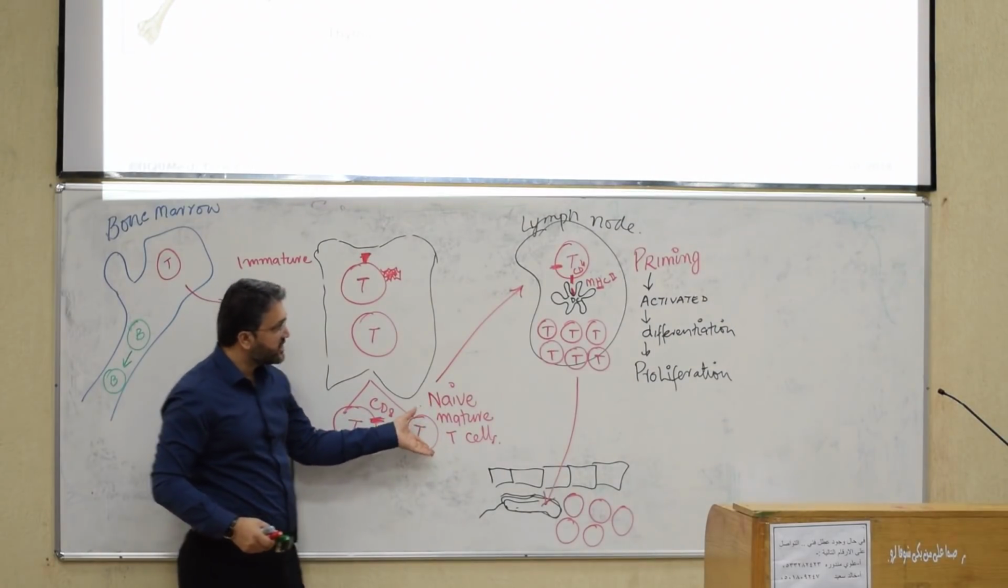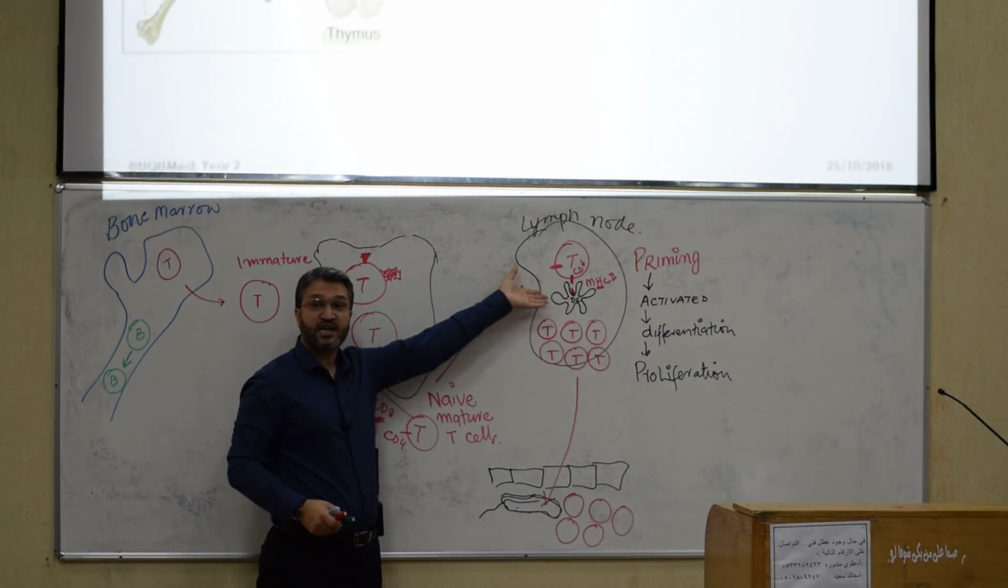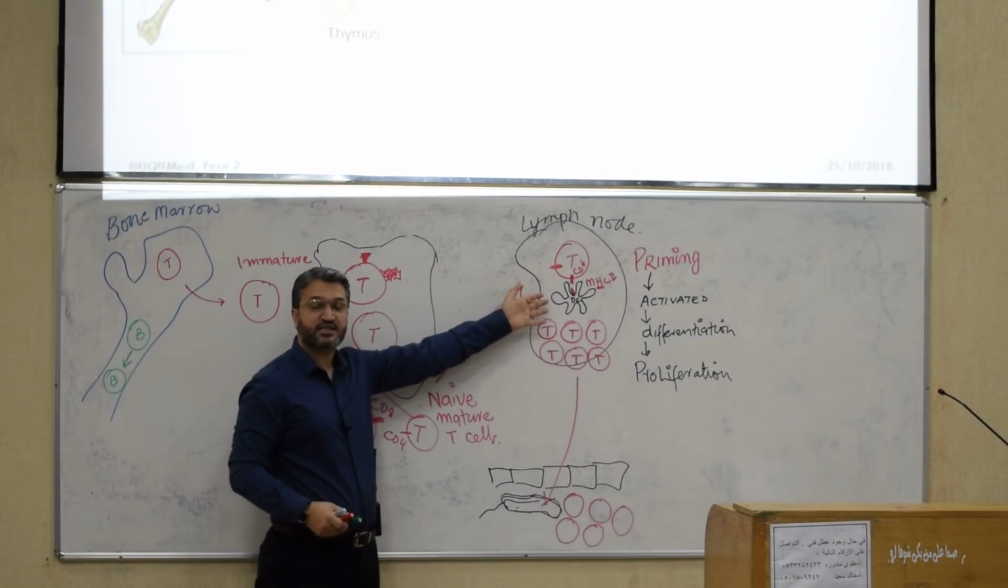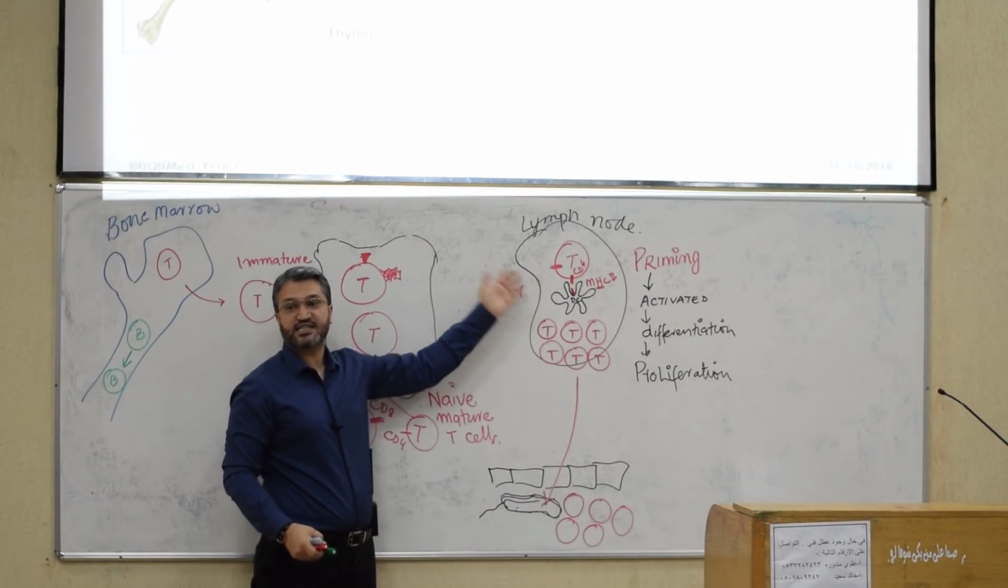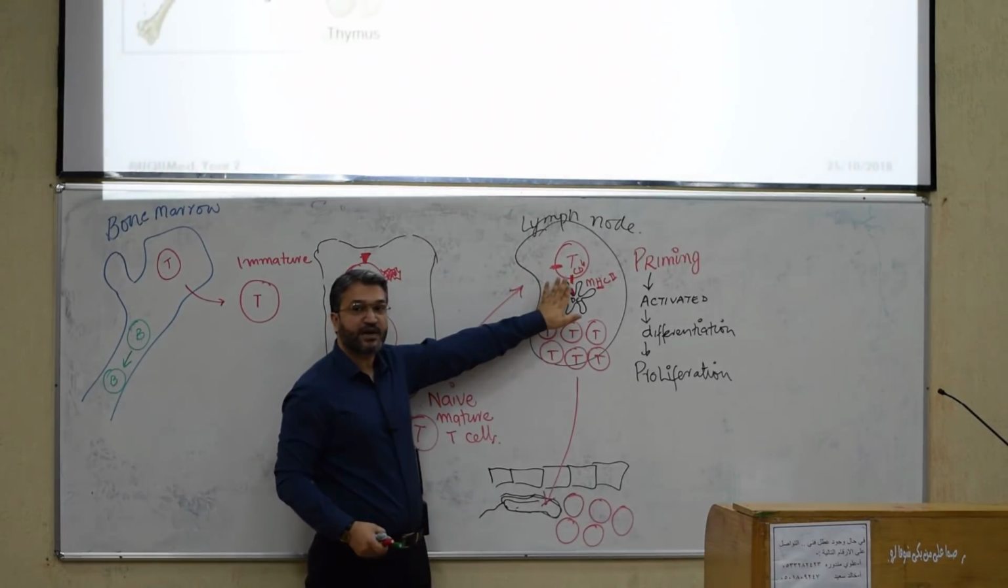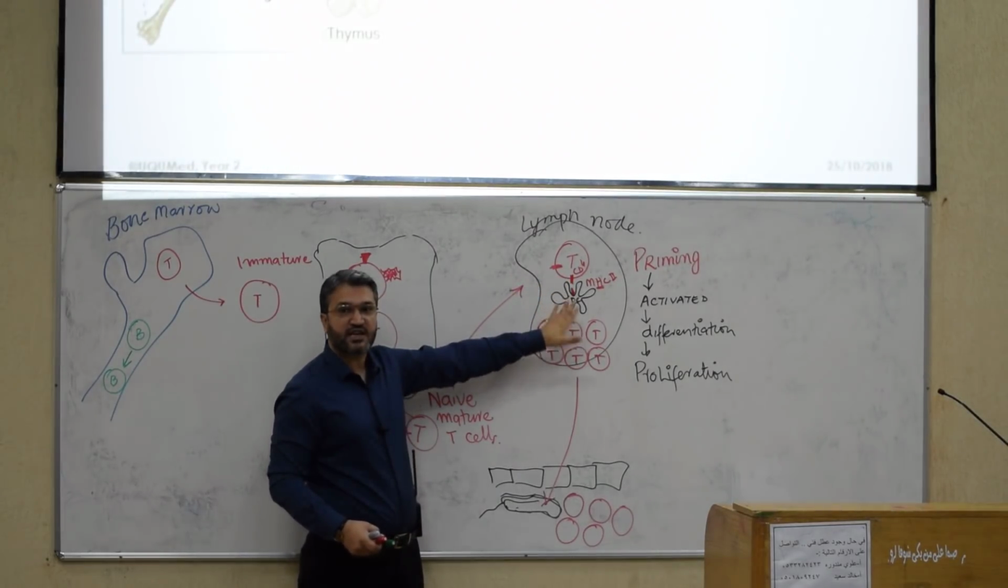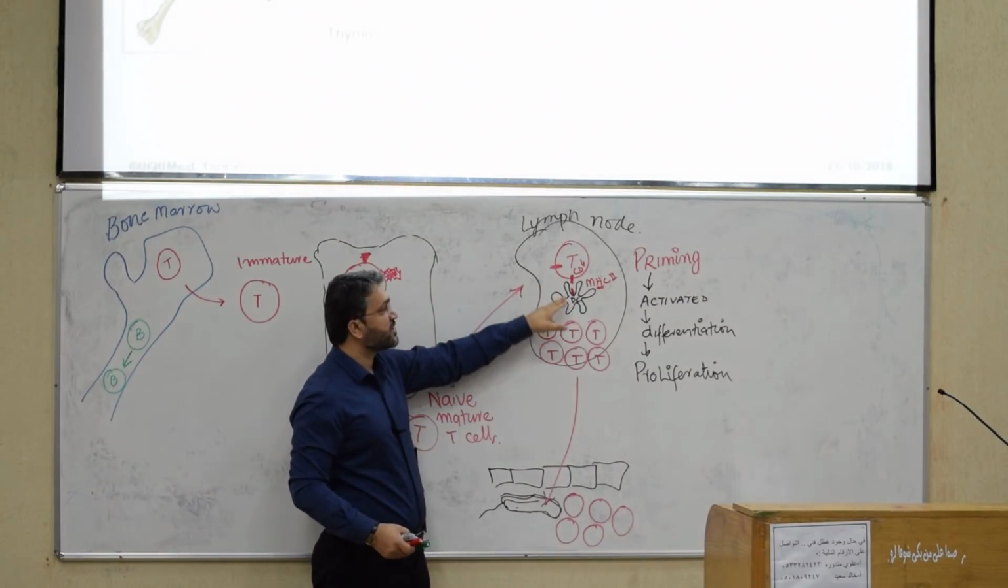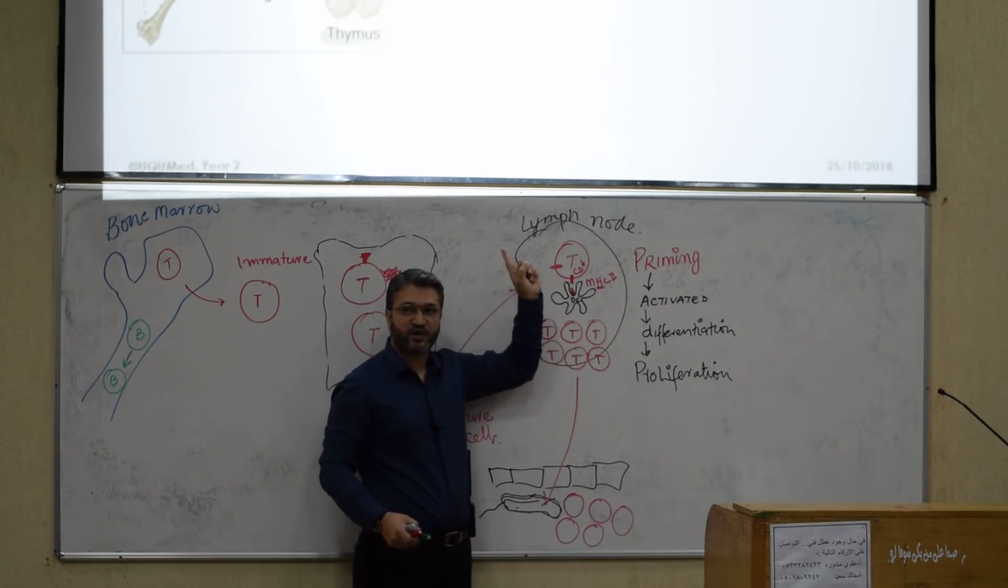These naive mature T cells then have to go to the peripheral lymphoid organs. Most important is lymph node in case of T cells and spleen in case of B cells. Here they encounter the pathogen through a dendritic cell which has brought it here, and this process is called priming when it is done for the first time.